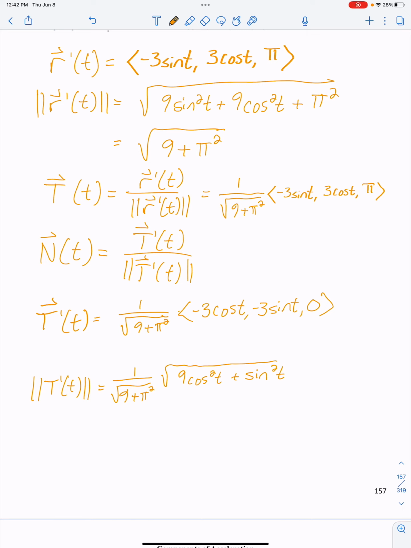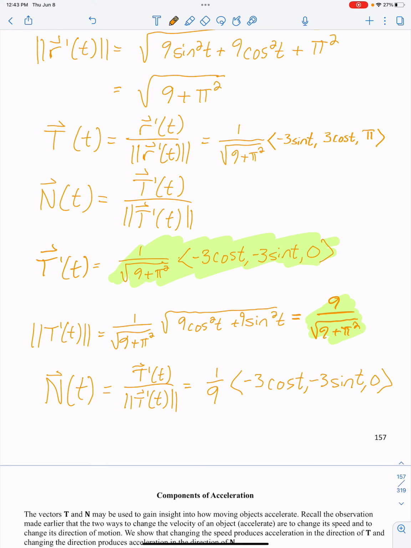Not pretty. So the normal unit vector is going to be, and things are going to cancel out nice and pretty for us. If you imagine putting this on top and that on bottom, right? We'll write this definition here, T prime of t over its magnitude. Things are going to cancel out. I'm going to get 1/9, negative 3 cosine t, negative 3 sine t, 0.